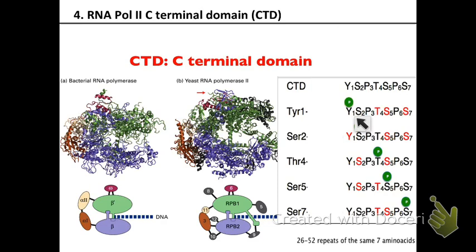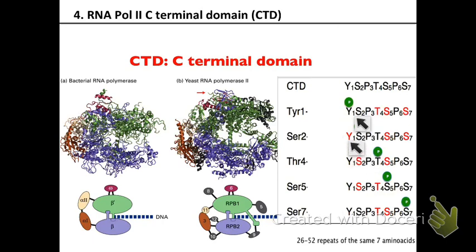So that's the C-terminal end of the large RNA polymerase subunit sticking out, and you have the same amino acid repeated several times. In different eukaryotes the number of repeats differs, but you typically find between 26 to 52 repeats of the same amino acids. Okay, so this C-terminal domain has an interesting sequence in that if you analyze the repeats, what you see is that several amino acid residues here are phosphorylated.